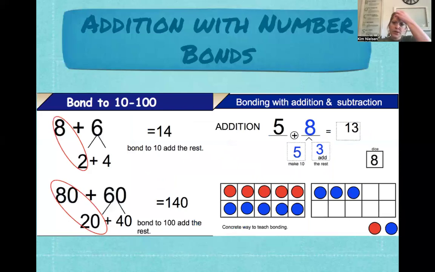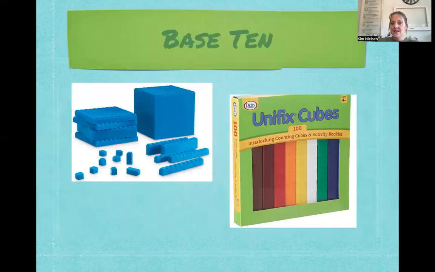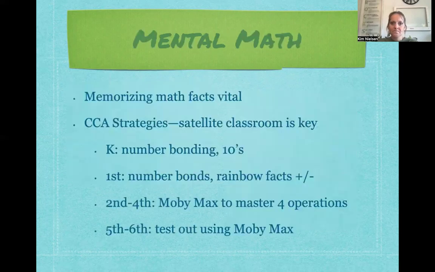This is an example of, again, what we'll work through in the workshop. I just wanted to show you, again, addition with number bonds. We'll use that same thing for subtraction and base 10s, okay? And so those are some of the strategies that we're going to use and practice in our workshop.